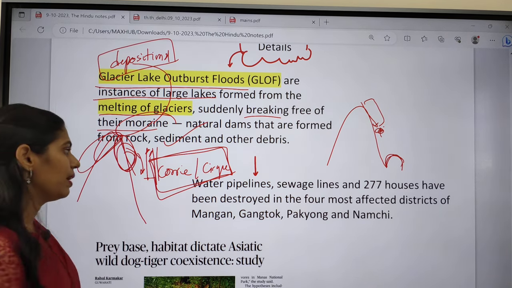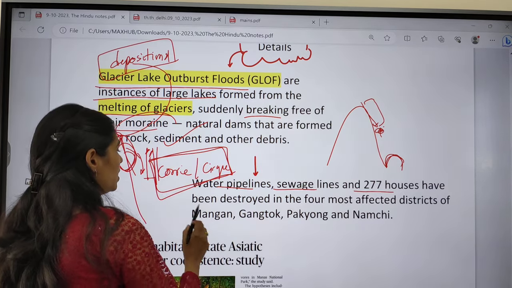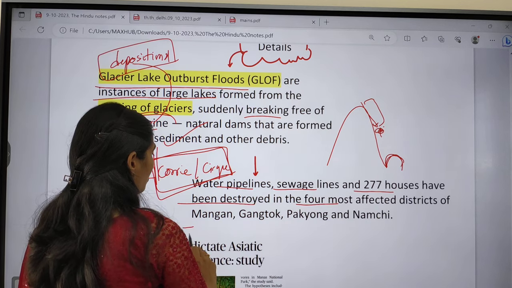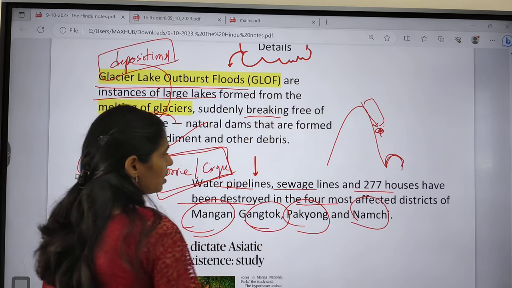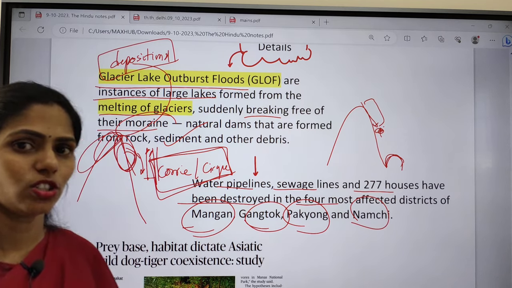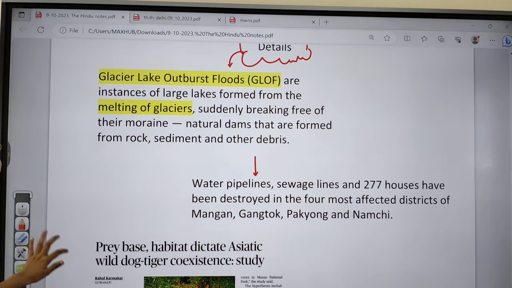And here water pipelines, sewage lines and 277 houses have been destroyed in the four most affected districts of Mangan, Gangtok, Pakyong and Namchi. Okay, so this is about this topic, and I hope it is very much clear. And you also got some basic static concepts.